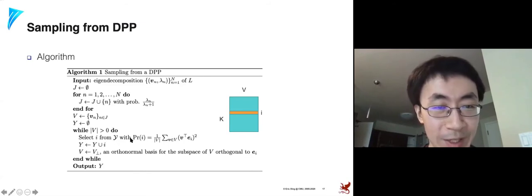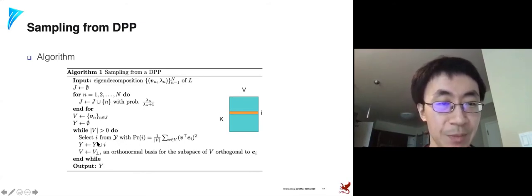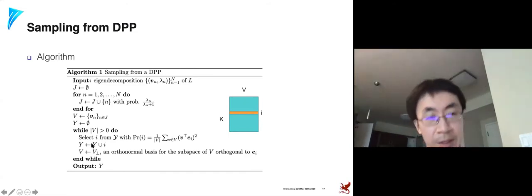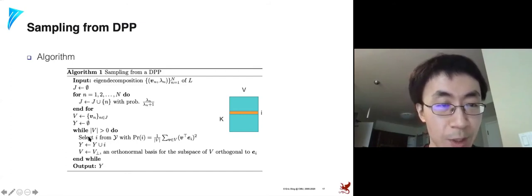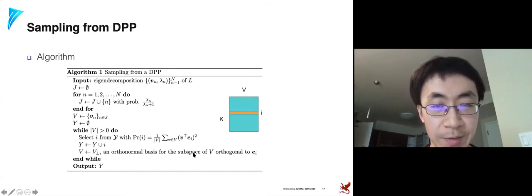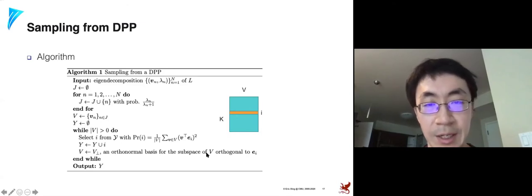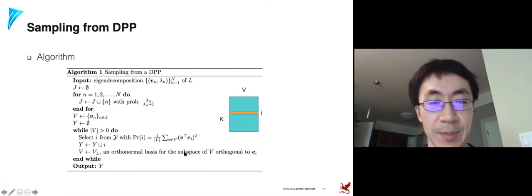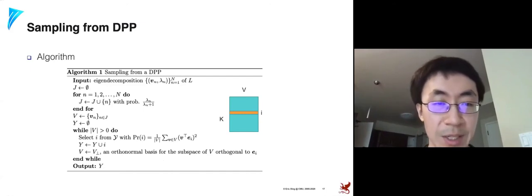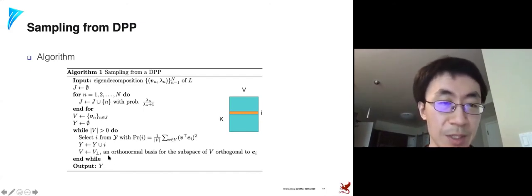Okay, all right. So according to this probability, we select item i and put it into this set Y. And after we select an item, we do an operation to transform this eigenvector matrix. We are going to find the subspace of V, where the subspace is orthogonal to E_i. And after we get this subspace, we are going to find the orthonormal basis of this subspace. This orthonormal basis would be this matrix here. Then we replace the matrix V with this new matrix.